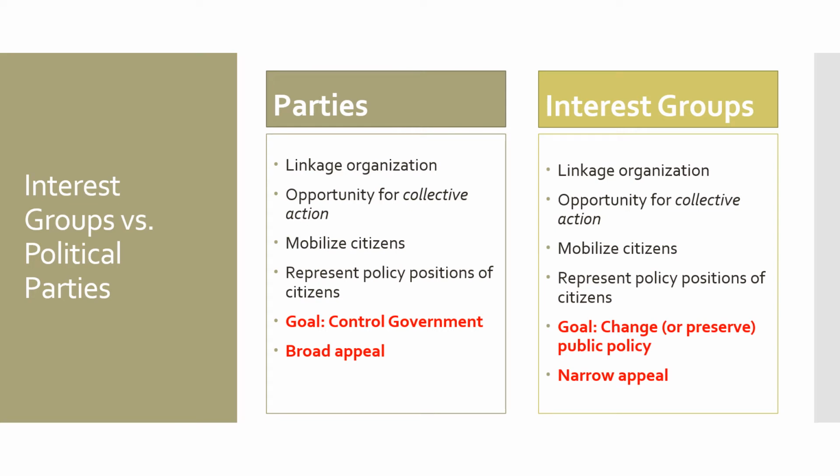Interest groups are different in their goals and their appeal. So interest groups' goal is not to win elections, but to change public policy or to preserve existing public policy in a way that would represent the goals of the citizens they represent. And so they may try to influence elections, to maybe get new people elected, that kind of thing. But their goal is not to win an election and control the government, but rather just to affect the government. And they tend to have a much narrower appeal. We talked about that with the soybeans.